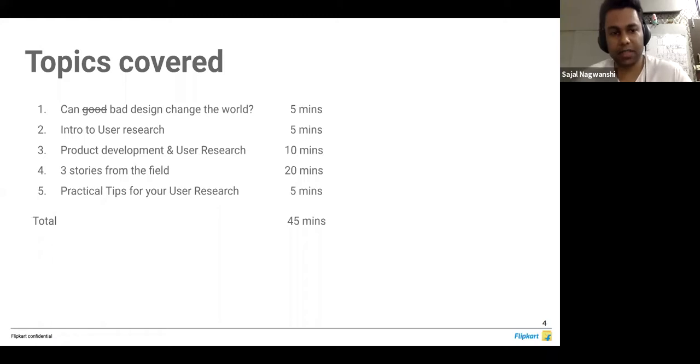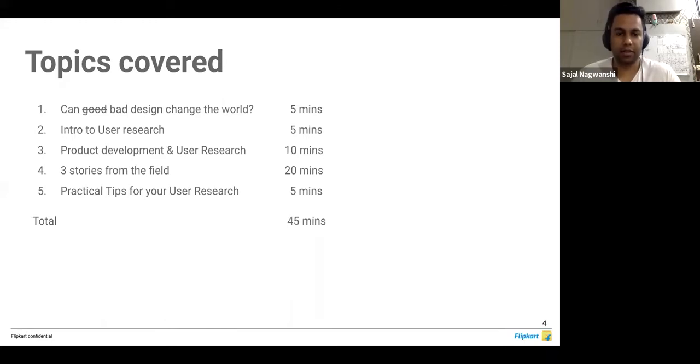The first part, which is about can bad design change the world, is about a story that actually influenced me a lot to do user research. So I'll talk about one such case which talks about what is an influence of bad design. The second part is about introduction to user research, where I'll talk about what does it mean to do user research. The next part is how user research and product development go together.